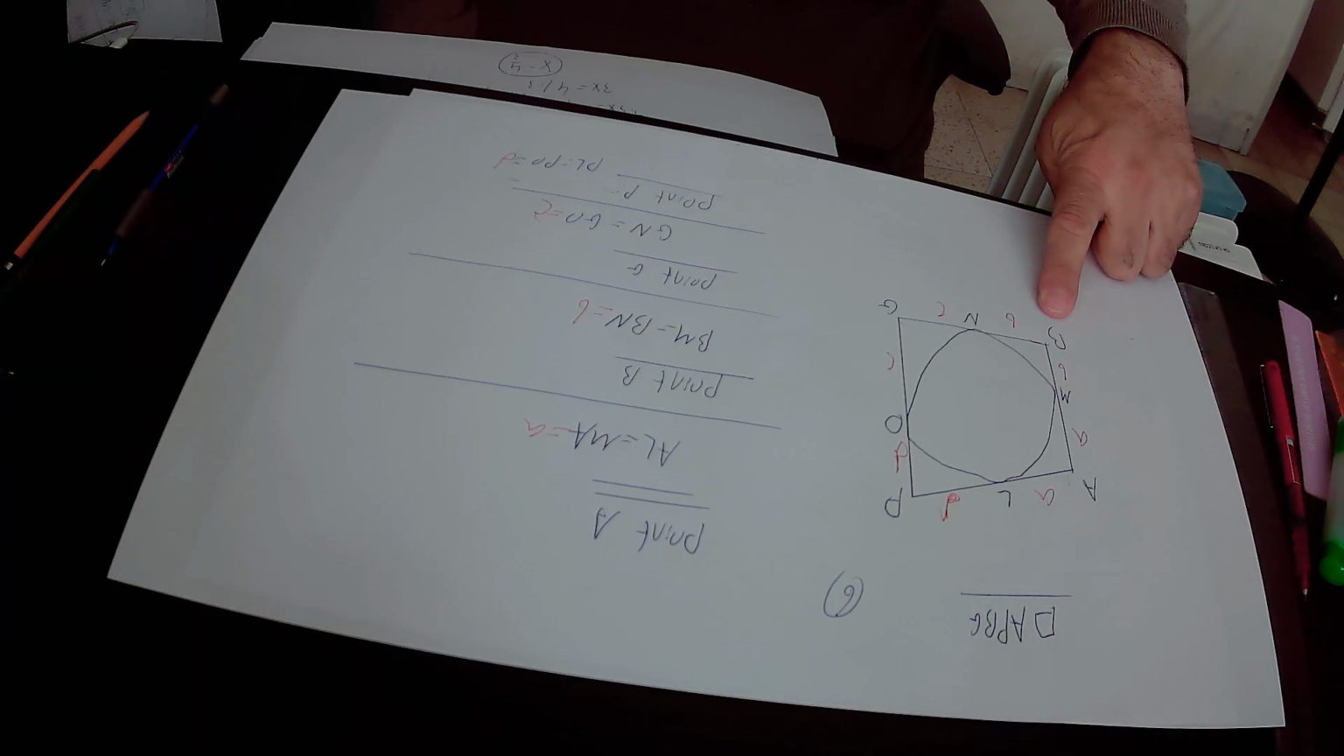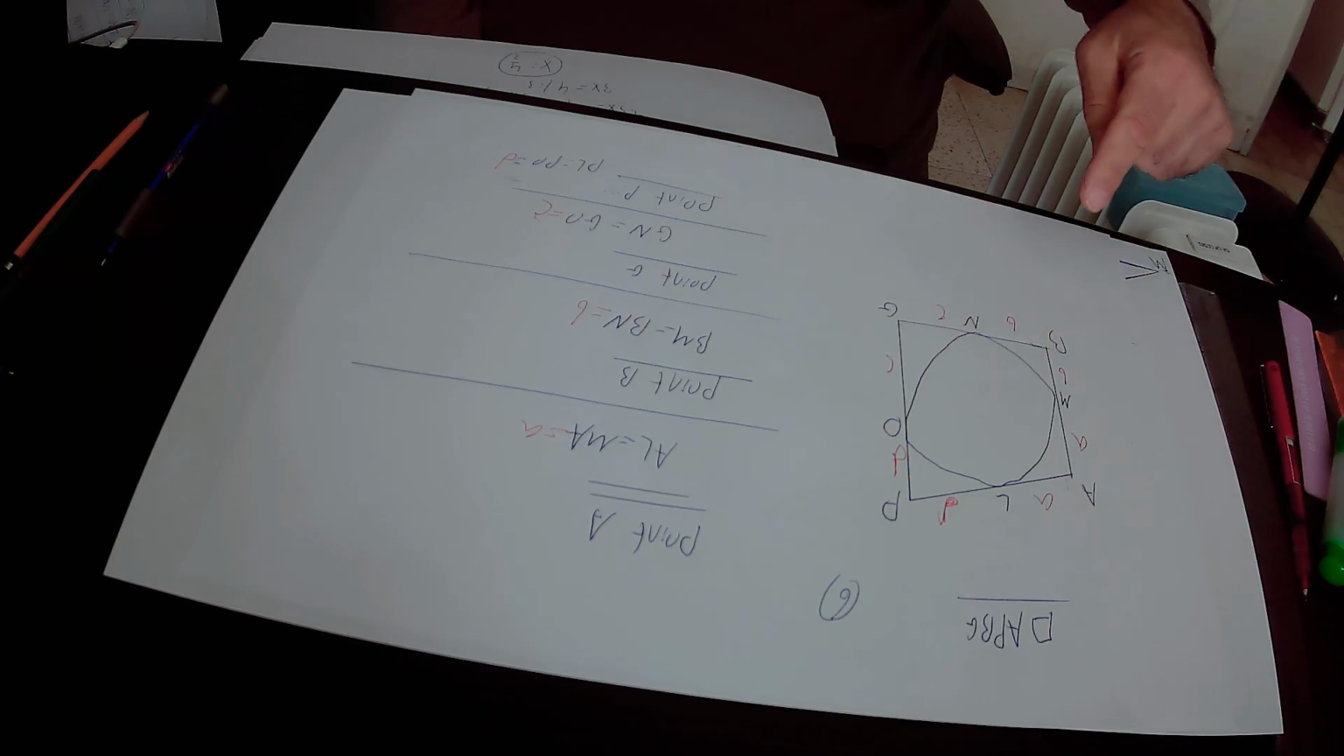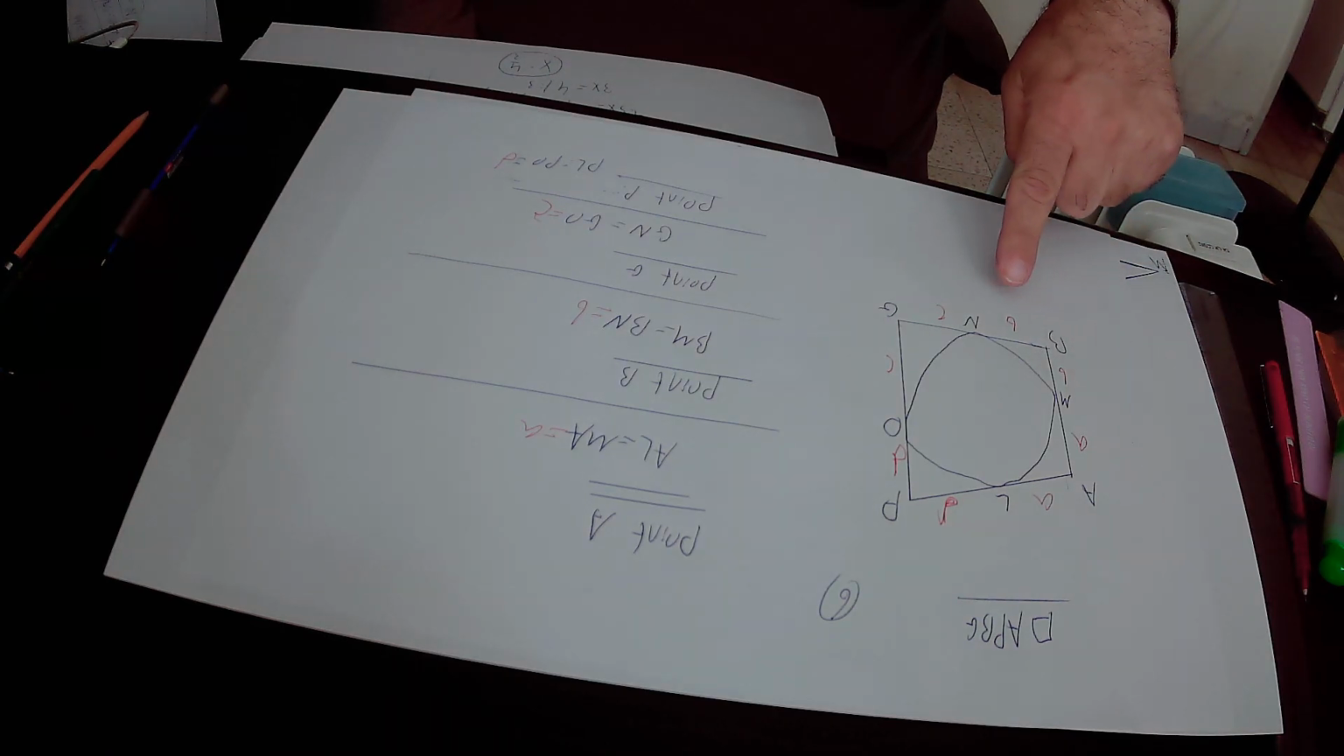Then we have the common external point, point B. From the common external point, point B, we have two tangents to this circle, tangent BN and tangent BM. And according to rule number 2, they are equal to each other. That is to say BM equals BN. So if BM is B, then BN must also be B.